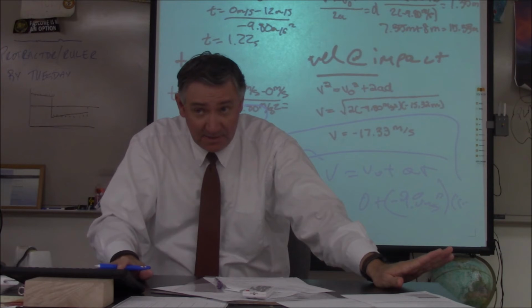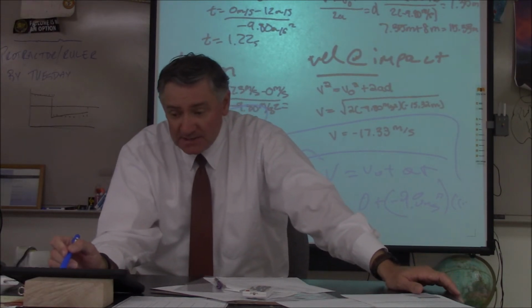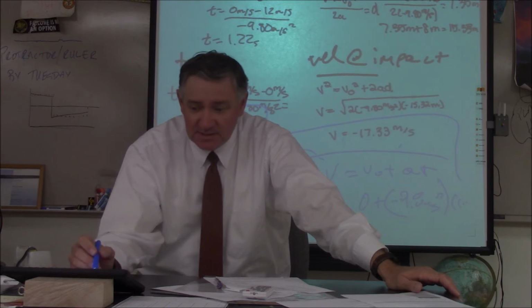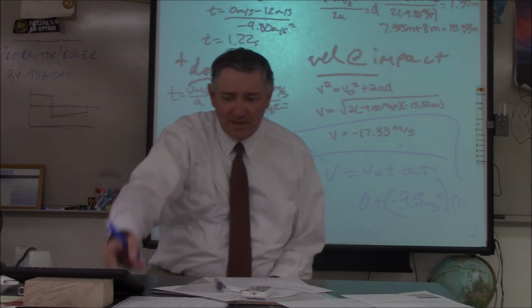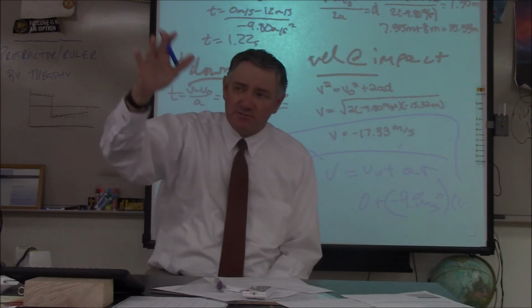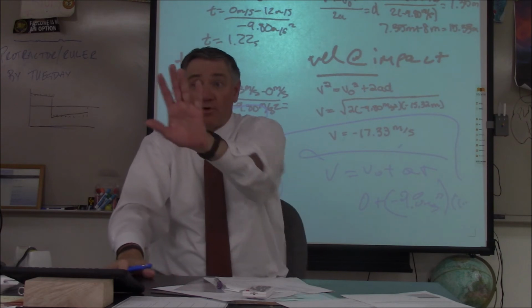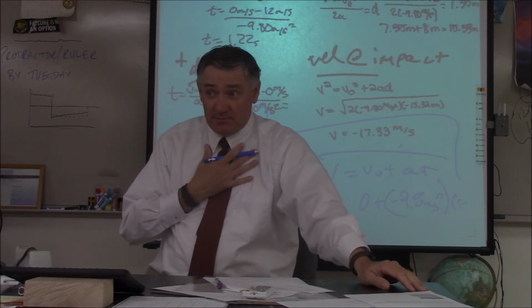It's complicated, and there's some extra steps, but it works. So Macy found the velocity at impact, and she said, okay, V minus V naught, it's going to start at 0, it's going to land at negative 17.3 meters per second. She knows the acceleration, boom, she finds the time. And that works, okay?